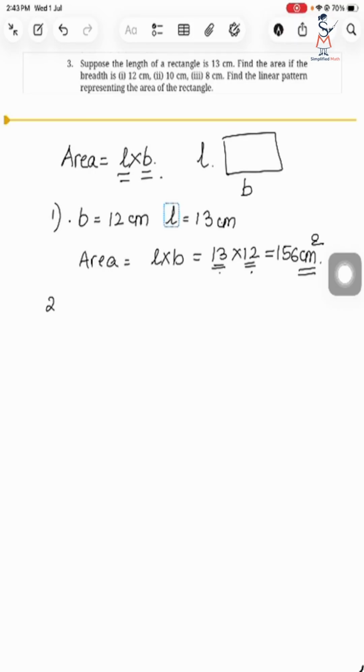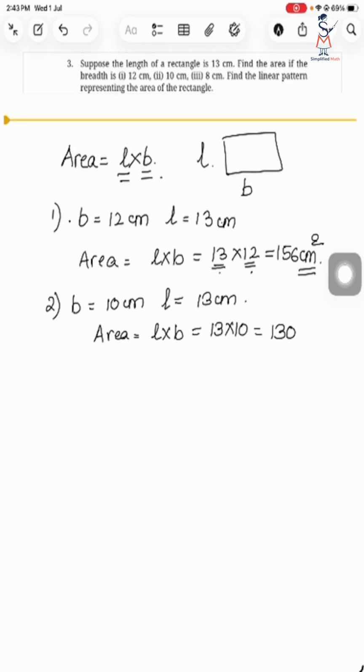Then the second case: breadth is 10 centimeter and the length is 13 centimeter, which is fixed. Again we will find the area. The area is length into breadth, that is 13 into 10. 13 into 10 is 130. Centimeter multiplied by centimeter gives me centimeter square, the unit of area.